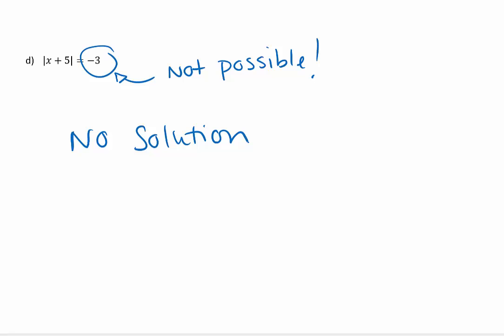So anytime you have an absolute value equal to a positive number, you should get two answers, two solutions. But if you have absolute value equal to a negative number, that's not possible, and you have no solution.